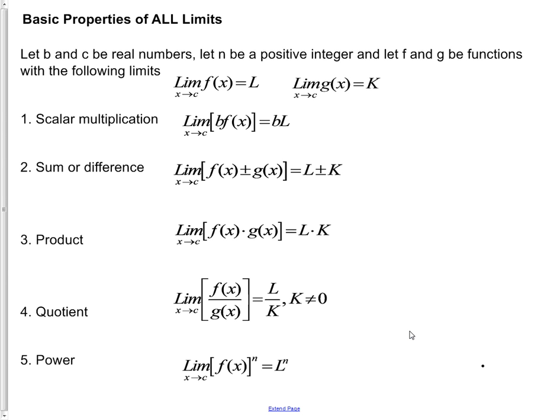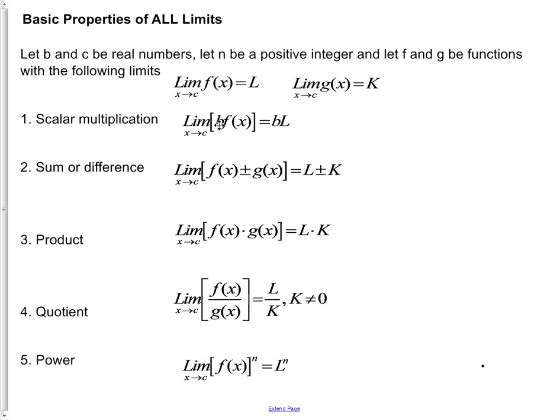So let's continue our talk on the basic properties of all limits. This is true for any limits in which the limit exists, where b and c are real numbers, n is some positive integer, and f and g are functions that have these particular limits. That is, specifically, we know that f of x has some limit L as x approaches c, and g of x has some limit k as x approaches c.